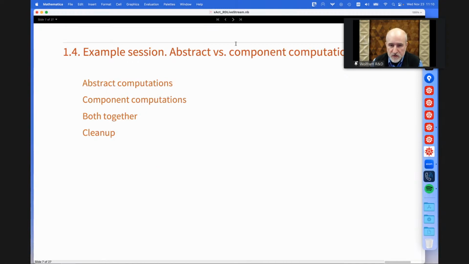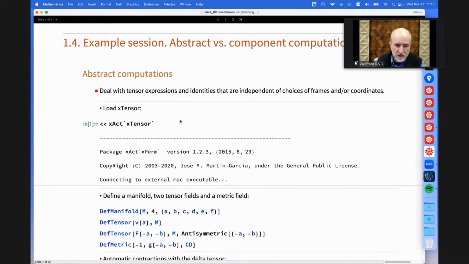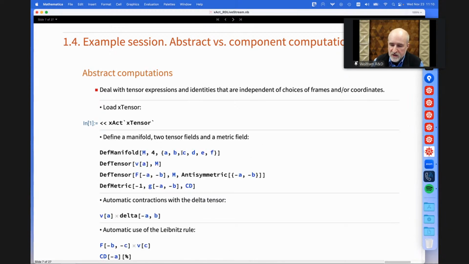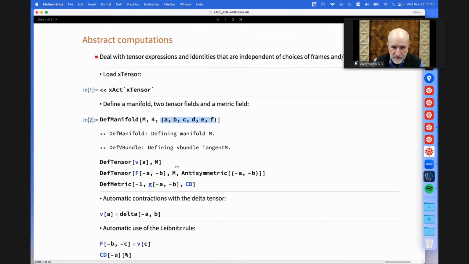For those of you who don't know xAct, I will quickly show an example session of things that you can do. The first thing you have to do is, of course, load the packages. You choose which package you want to load. Here I'm loading xTensor, the package for tensor computations, and you see how it automatically loaded xPerm, the package for computational group theory. The first thing you have to do in any computation is to define a manifold. Here we are defining a manifold called M of dimension 4, and we are going to be using indices with these names for the tensors and tensor fields on this manifold.